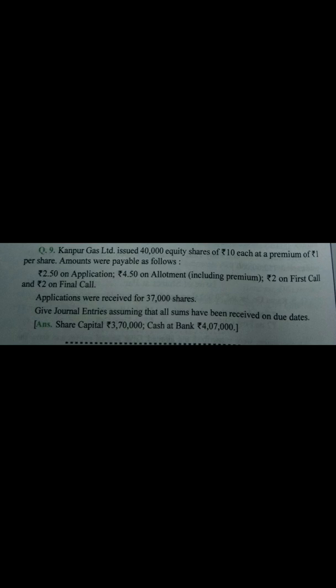And the amount was payable in the following installments: 2 rupees 50 paisa on application, 4 rupees 50 paisa on allotment including the premium, 2 rupees on first call and 2 rupees on final call. Applications were received for 37,000 shares. That means this is a case of undersubscription, and we were asked to give the journal entries assuming that all sums have been received on the due date. That means it is a fully paid condition. All the shares are fully paid on time, and we were asked to prepare the journal entry.